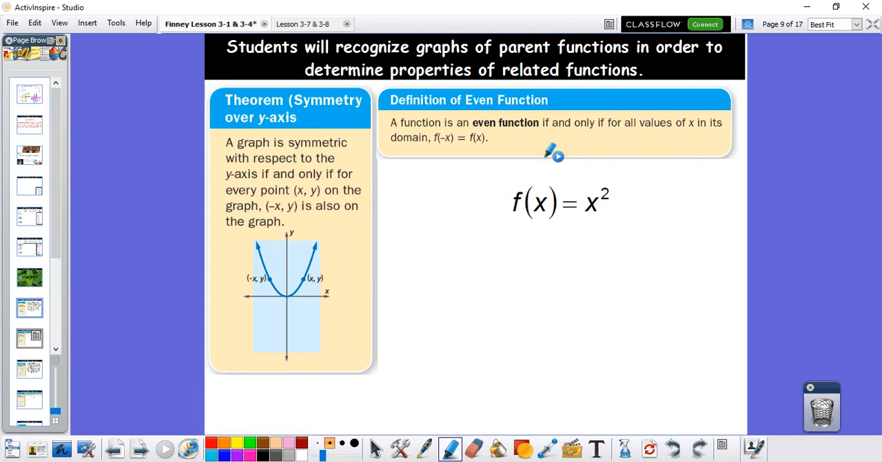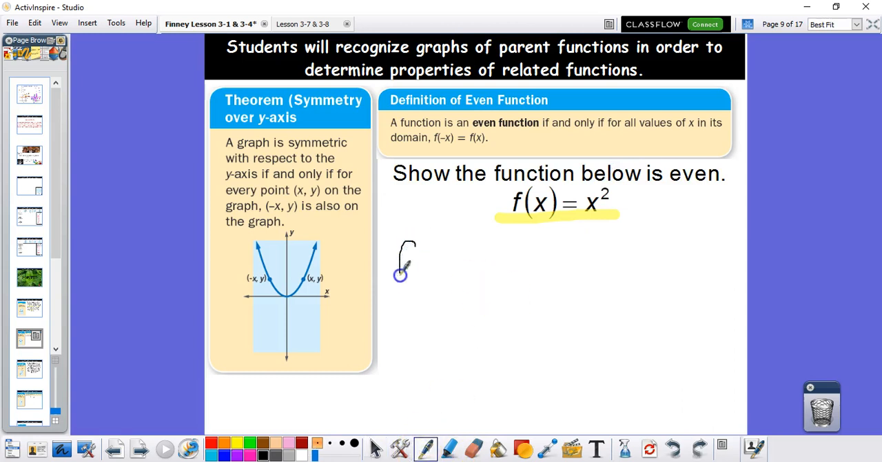So to show it algebraically, we're going to check negative x. So we know what f of x is, so we're going to substitute in negative x. So what is f of negative x? So if we're going to show that this function is even, we're now going to do f of negative x. And we're going to evaluate that, which means we're going to take negative x and we're going to square it. Well, what is negative x squared? It's just x squared.